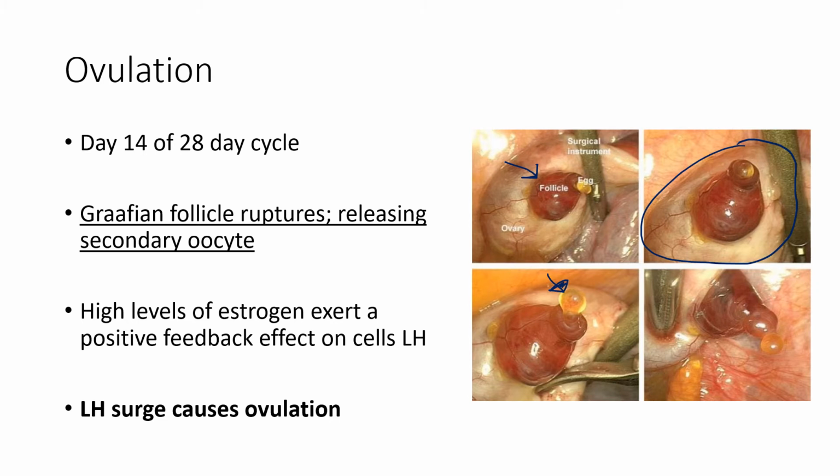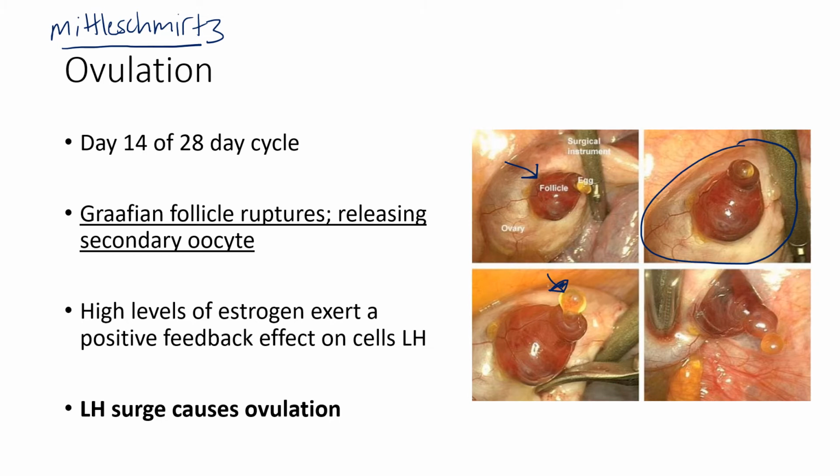Some women can actually feel this. It's called Mittelschmerz. And I totally spelt it wrong. It's a German name, but it's like ovulation pain sometimes some women can feel. It's like a sharp pain because this is literally exploding out of your ovary. This was actually captured accidentally during a routine laparoscopic procedure, so it was obviously published.